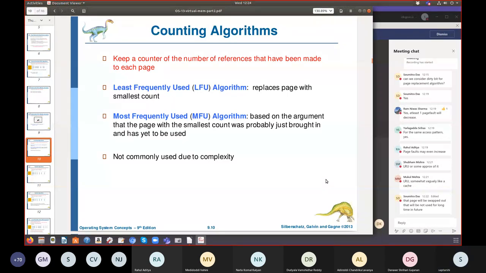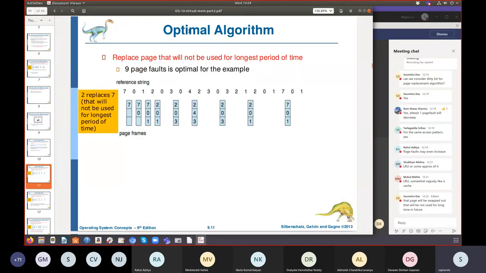Yes, if that can be done, that would actually be great, because that is the crux of it. We want to keep pages in memory which will be accessed in future. So if we can figure out pages which will not be used for a long time in future, that is the best candidate to replace. And that is exactly what is done in the optimal algorithm: replace the page which will not be used for the longest period of time.